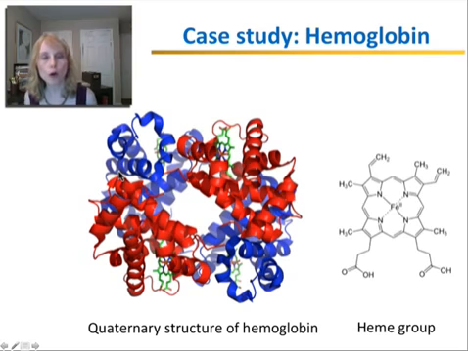Now, you will learn more about hemoglobin later in the year, so this is just a little introduction to its structure. It has 4 polypeptide chains, and each one of them has another molecule in it called the heme group. You don't need to know a lot about the heme group at this point. I just want to point out that it has a central iron, and the iron is what binds the oxygen.